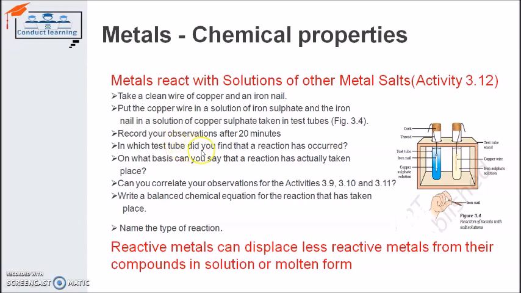In which test tube did you find the reaction has occurred? On what basis can you say that the reaction has actually taken place? Can you correlate your observation with the previous activity? Write down the balanced chemical equation for this. So here we will understand that the less reactive metal is displaced by the highly reactive metal. This will be the result of this activity.